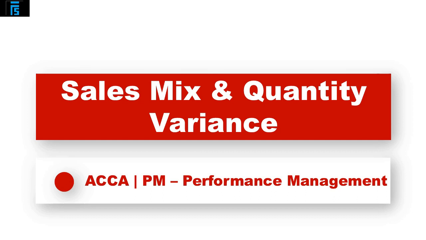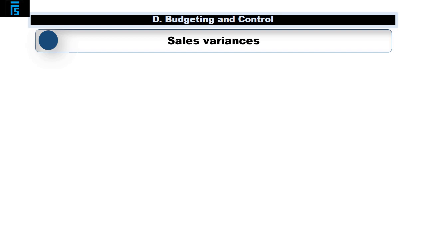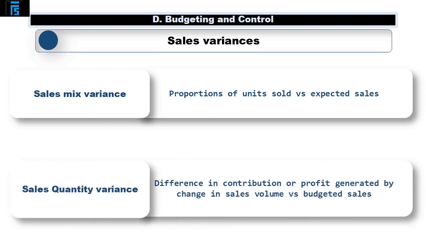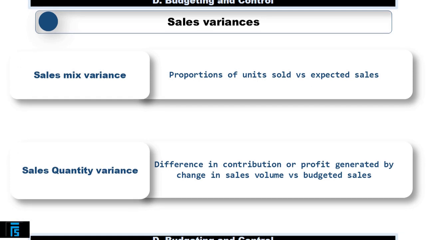We will look at the calculations that need to be performed to find these variances, and we will consider reasons for the variances being adverse or favourable, as well as demonstrating the relationship between the sales mix and sales quantity variances and the sales volume variance. The sales mix variance looks at the proportions of each product actually sold compared to the proportions we expected to sell when setting our budgets, and the sales quantity variance looks at the difference in the contribution or profit generated by a change in the sales volume of each product compared to budgeted sales of those products.